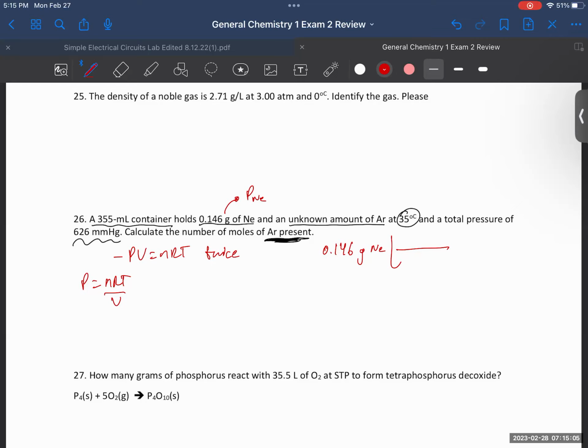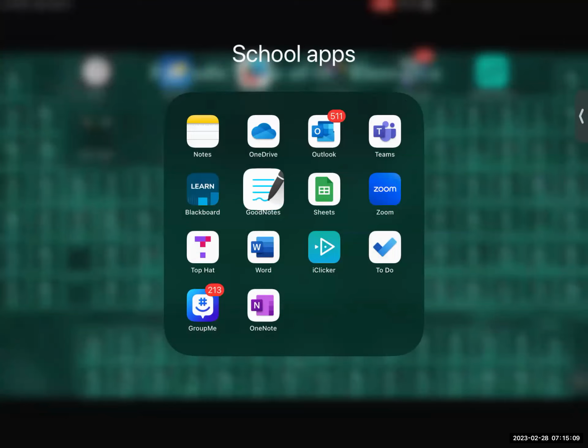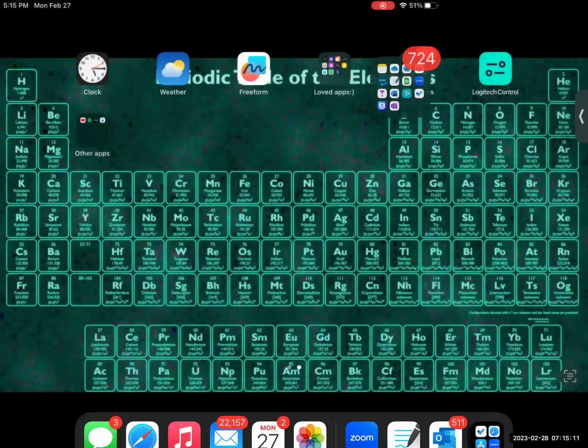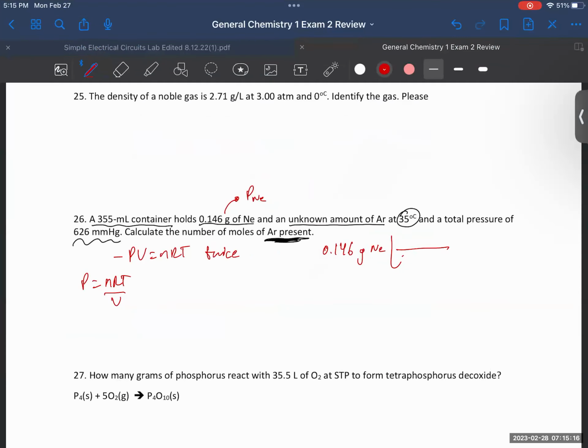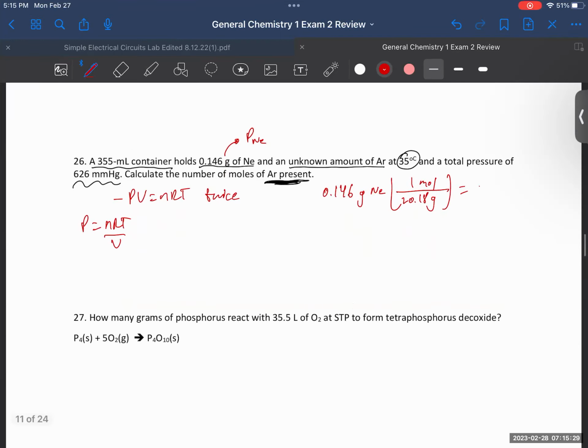Molar mass, yeah. So you divide by the molar mass. And looking right here, the molar mass of neon is 20.18 grams per mole. So 20.18 grams for every 1 mole. To solve that out, that's 0.146 divided by 20.18. And that gives you 0.00723. That's the moles, so 0.00723.